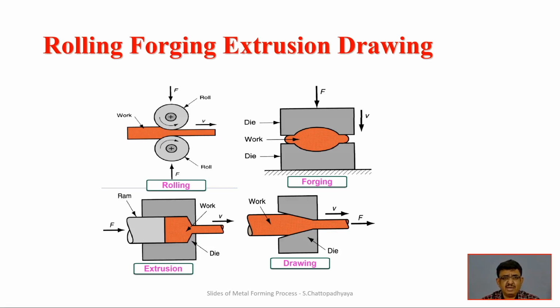The next one, bottom line left, is extrusion. With a ram against the die, it is pushing the workpiece, and we are getting some shape depending on the internal diameters and cavities of the die. The difference between extrusion and drawing is that in extrusion we are pushing with a ram, and in drawing we are pulling. So drawing is pulling, extrusion is pushing.